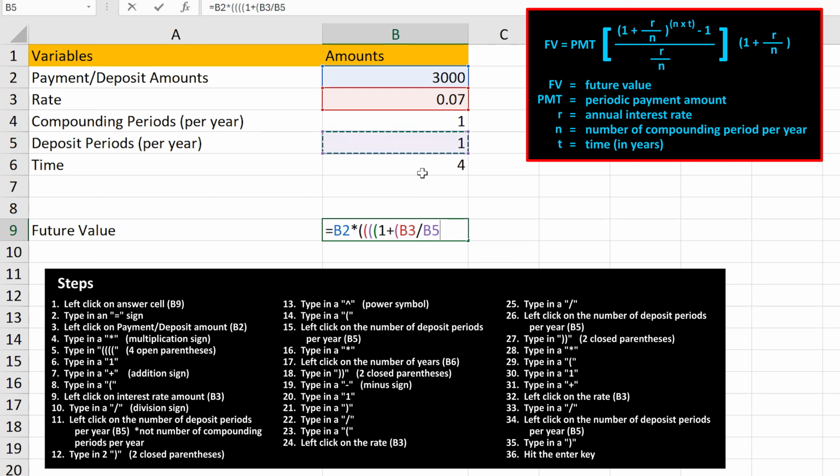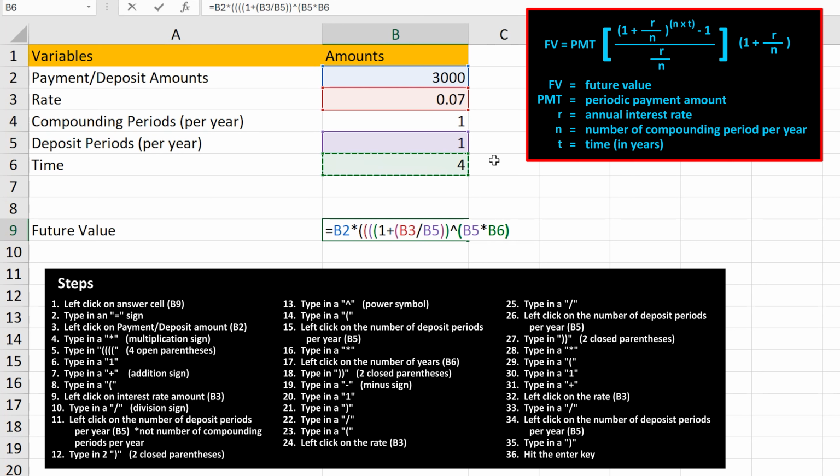Next, we type in 2 closed parentheses to close off the r over n portion and the 1 plus r over n portion of the formula. From here, we need to type in the to a power symbol, called a caret sign, which is Shift-6 on the keyboard. Next, we type in an open parentheses, and then we need to left-click on the number of deposit or payment periods, cell B5. Then we type in a multiplication sign, and next we left-click on the number of years, cell B6.